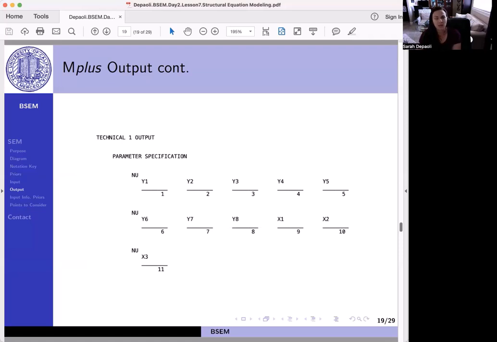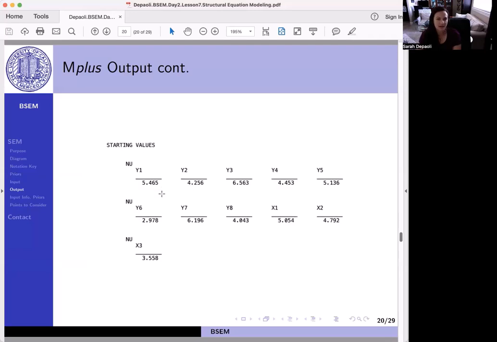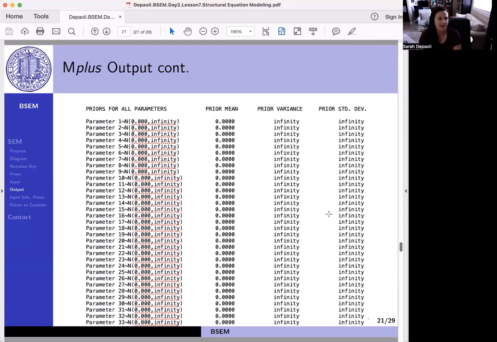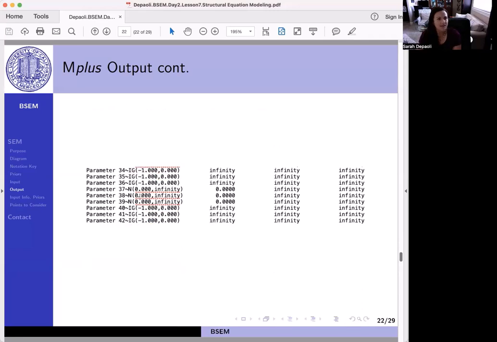Next, we see TECH1, and this is Mplus's internal numbering system, where we see the number that it gives to every parameter that's estimated. Then we have starting values and our priors. I'm not going to show you all of them because there are a lot, but we can see the loadings and intercepts and paths that are normally distributed. And then we see variances that are distributed inverse gamma.